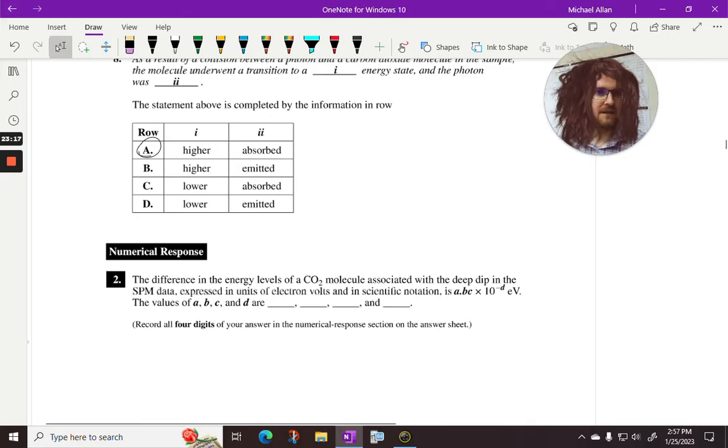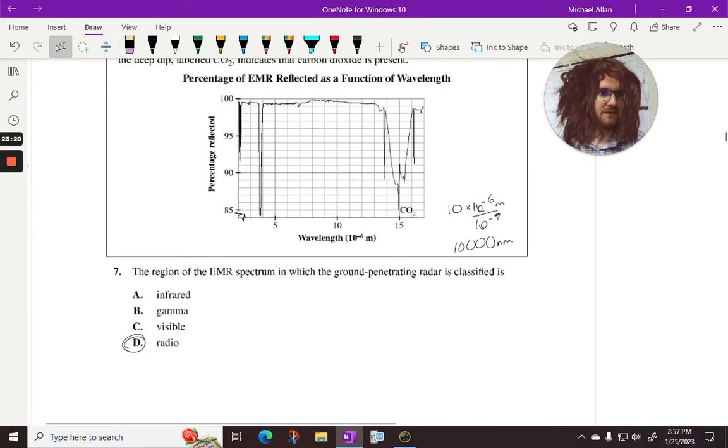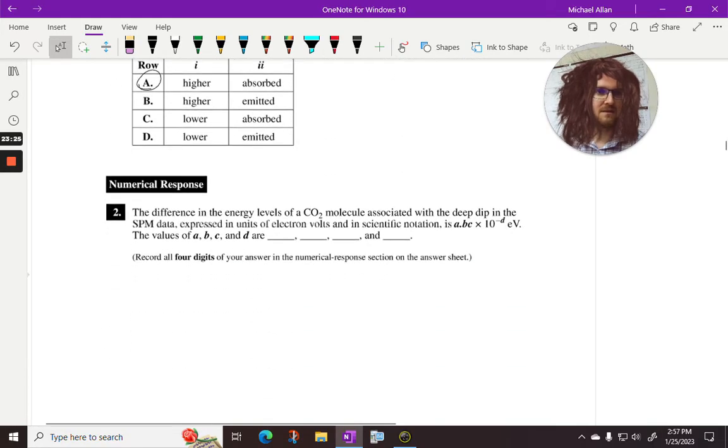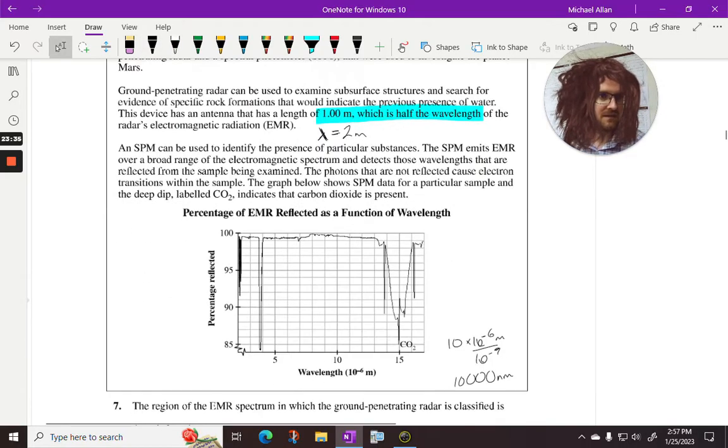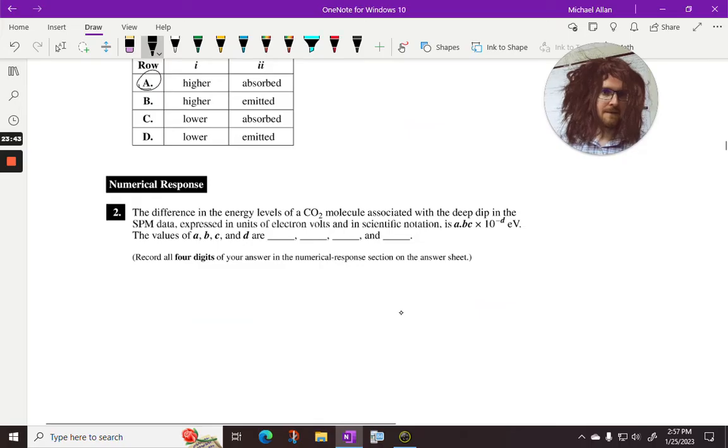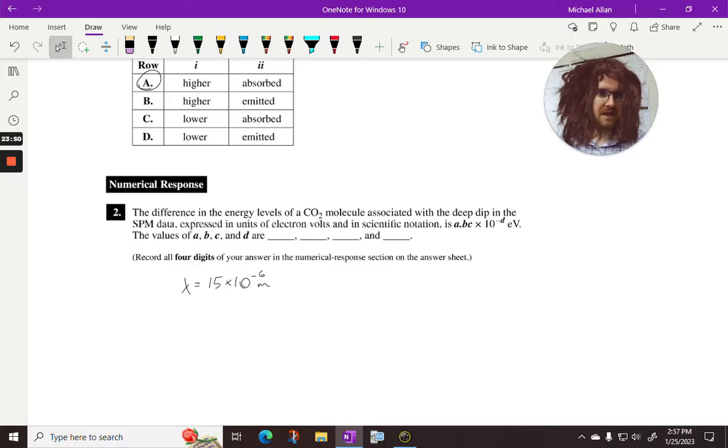So we can actually probably figure out what that is. I think it says up here. We can find out. It looks like about 15 times 10 to the negative 6 for that carbon dioxide. So we just want the difference between the two states. So if it absorbed 15 times 10 to the negative 6, let's go with that one, meters. I can convert that now if I want to. I don't need to go back to nanometers for this.